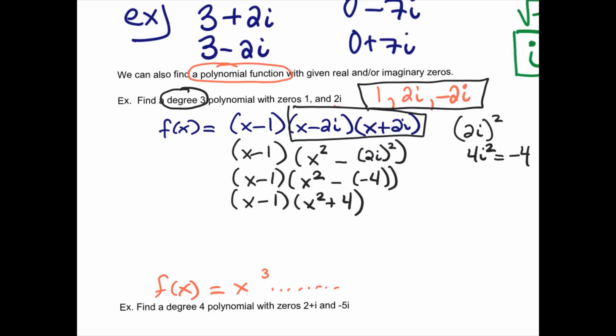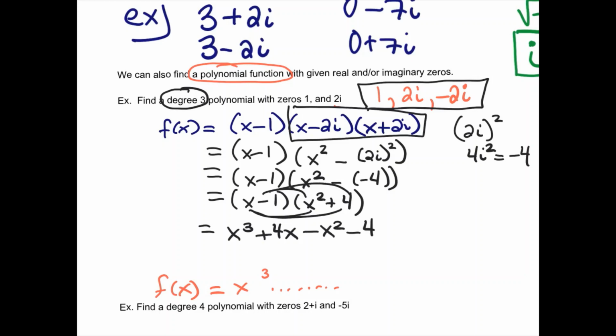So x squared plus 4, we've kind of put these 2 complex roots and made them into a real valued polynomial. So to finish up, all I really have to do is FOIL these 2 things together. So x times x is x cubed. X times 4 is 4x. Negative 1 times x squared is negative x squared. And negative 1 times 4 is negative 4. So my polynomial function is going to be x cubed minus x squared plus 4x minus 4.